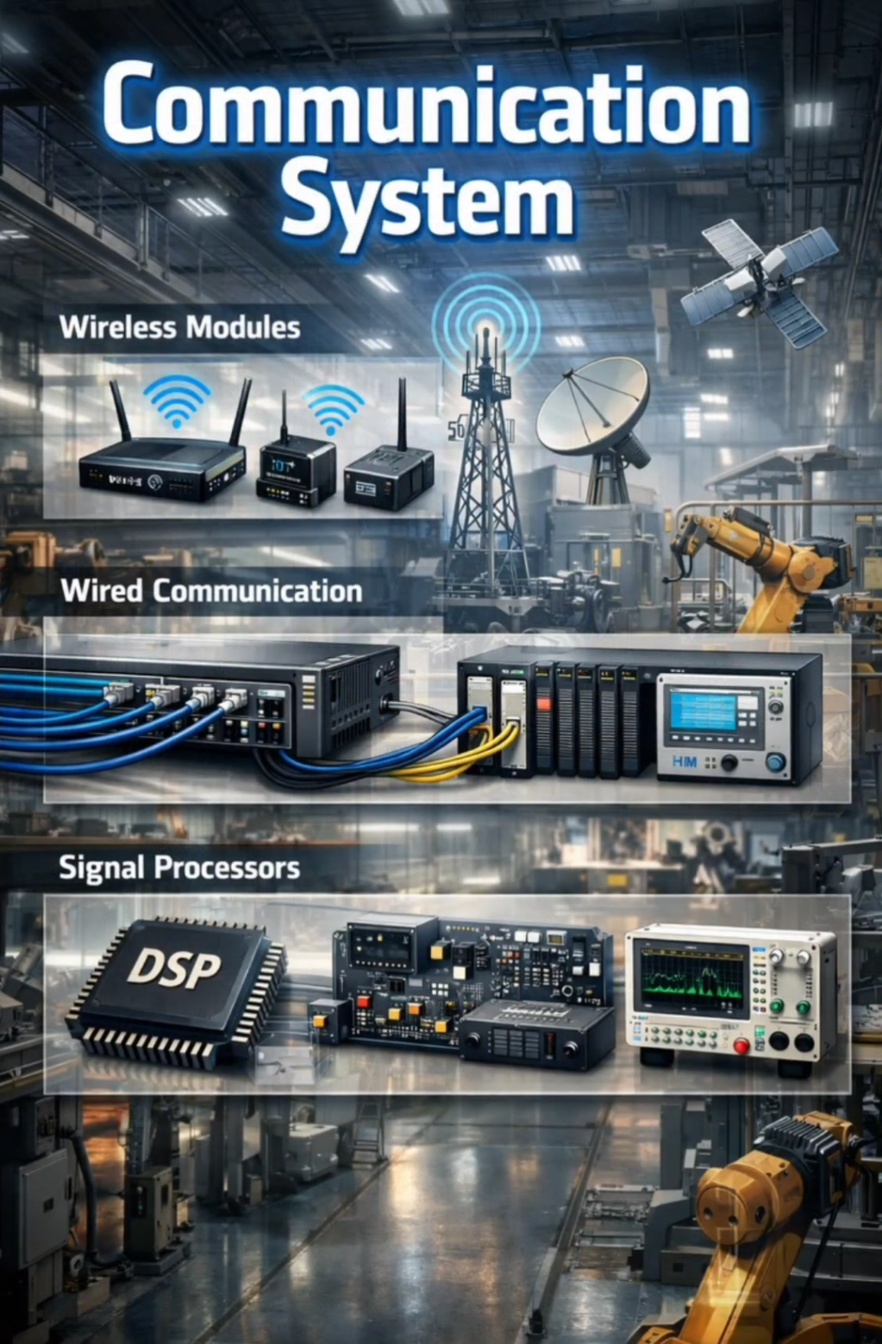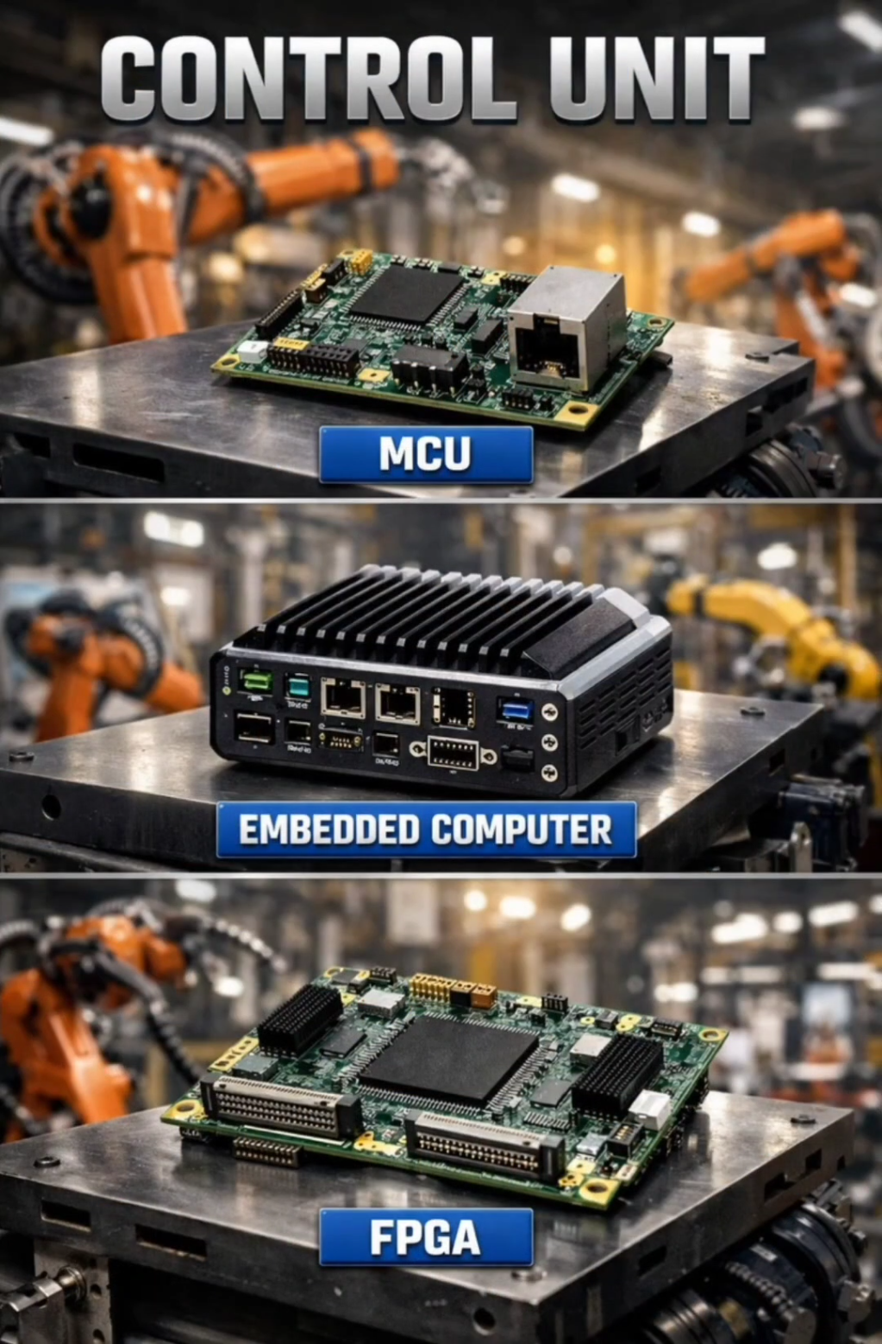Communication system. The communication system allows different parts of the robot to talk to each other and sometimes communicate with humans or external systems. This could be through Wi-Fi, Bluetooth, or even 5G. For example, industrial robots use this system to send data to a central server or control station. Control units. These are the brain of the robot. They process data from the sensors and decide what actions to take. Whether it's a small microcontroller in a simple robot or a powerful computer for a complex drone, control units manage everything from movement to decision-making.